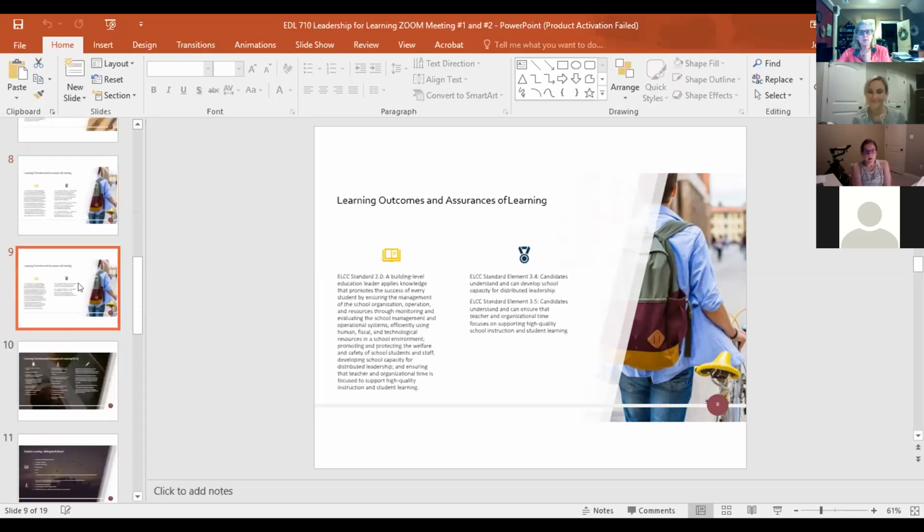Okay, I'm not going to go through this one with you guys. But at the collegiate level, it's part of our accreditation, we have to do learning outcomes as well as assurances of learning.